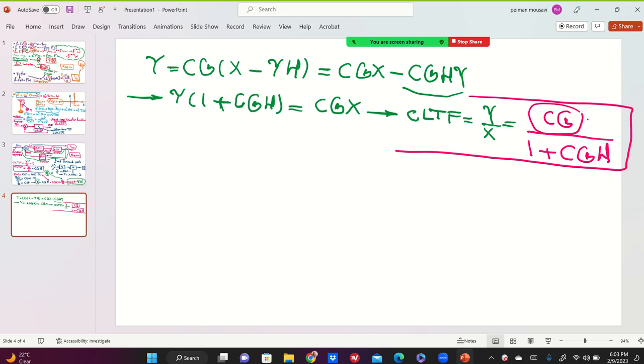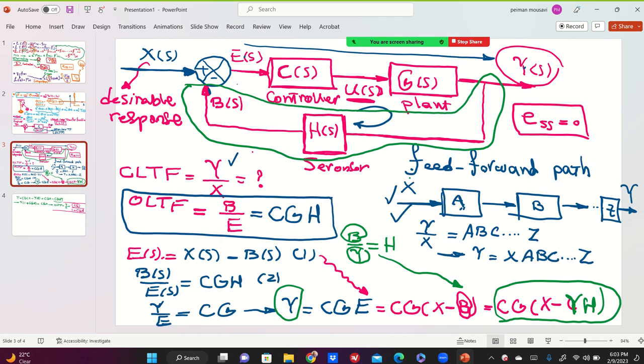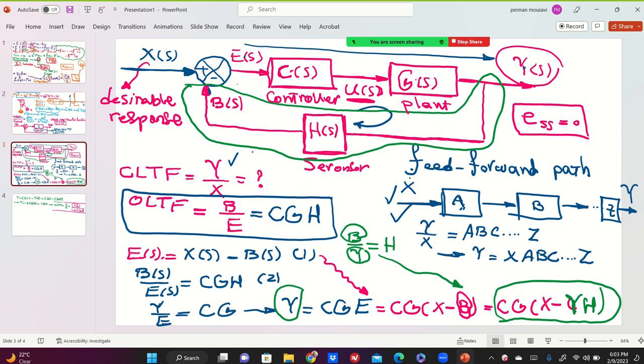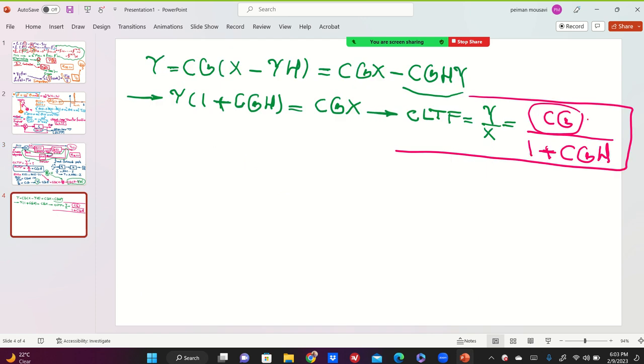Numerator, don't write, just listen to me very carefully. The numerator is the block multiplication of the block diagram in the feed-forward path, CG. Here, 1 plus CGH, the multiplication of the blocks in the feedback path, CGH. See what I'm saying? This is the feed forward path, and this is the feedback path. And no need to mention that this is the controller, plant transfer function, sensor transfer function.